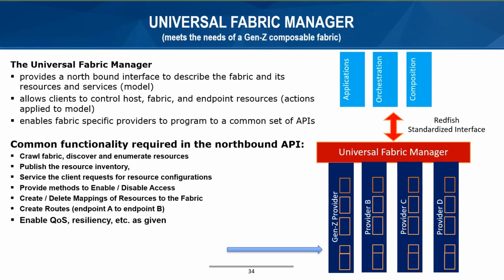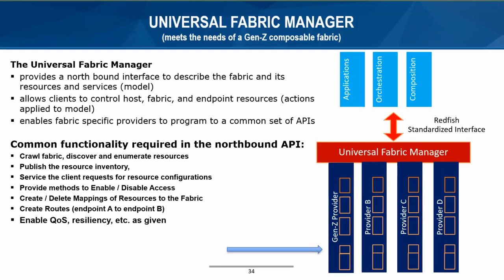The common functionality, as we mentioned last time, most any fabric provider needs to support crawling the fabric, discovering the resources, tracking them in some form of database, publishing that inventory to clients, giving them a model so that they can manipulate the objects in the inventory, servicing the client requests to configure resources, and then meeting requests to configure the fabric itself, which is something that we would love to automate.